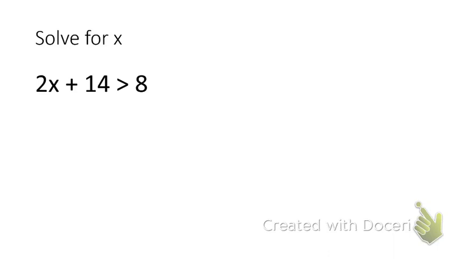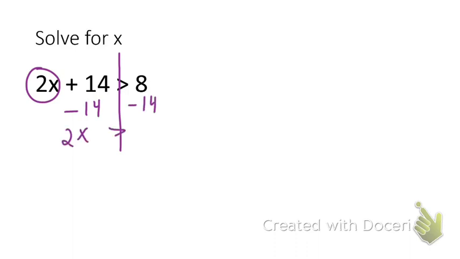Alright, on this next one, it's going to be very similar to how we solved the first one. I'm going to circle my variable. The inverse operation of adding 14 is to subtract 14. What I do to one side, I do to both sides. 2x is greater than negative 6. Now the opposite of multiplying x by 2 is to divide by 2. What I do to one side, I do to both sides. And we end up establishing that x is greater than negative 3.